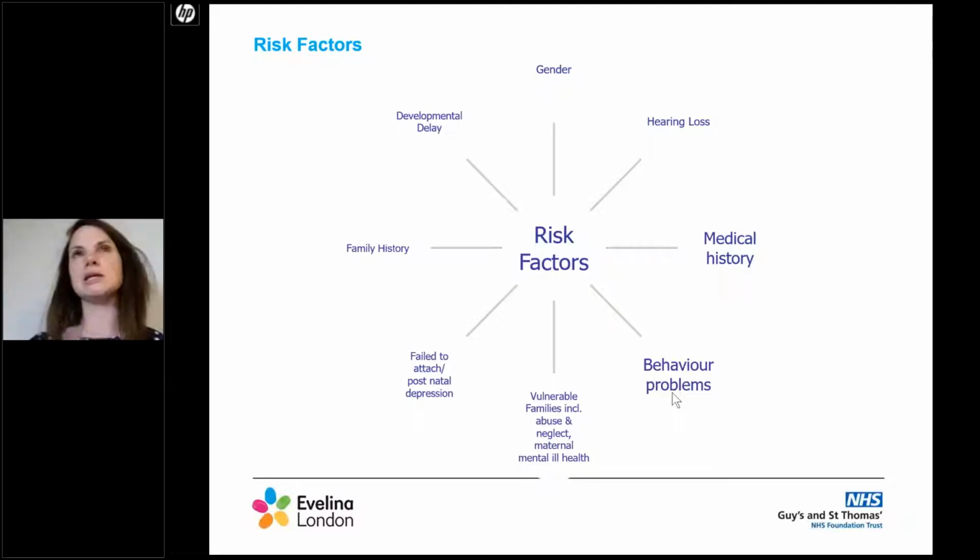So we're really thinking of it as a risk factor because it's showing that their language difficulty is really impacting on their lives and probably on the lives of other people around them as well.